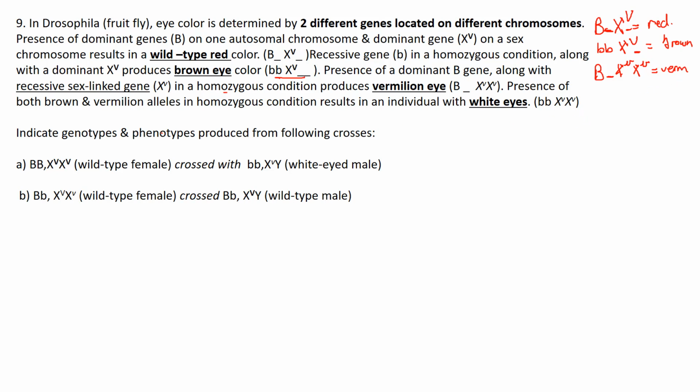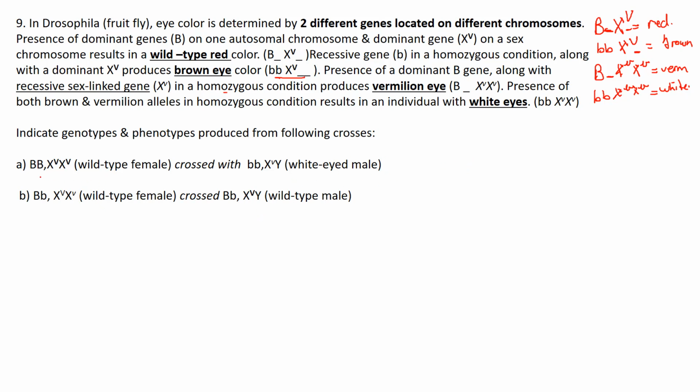And if I have the presence of brown, which is two little b's, and vermilion in a homozygous condition, so they're saying X with a little v, X with a little v, that's going to give me white eyes. So lots of that question, that's why you were given the genotype here. If you see a question like this, which I don't think you are on one of the exams, they will have to help you out a little bit by giving you some of the legends embedded in the question. So let's go through question A first of all.